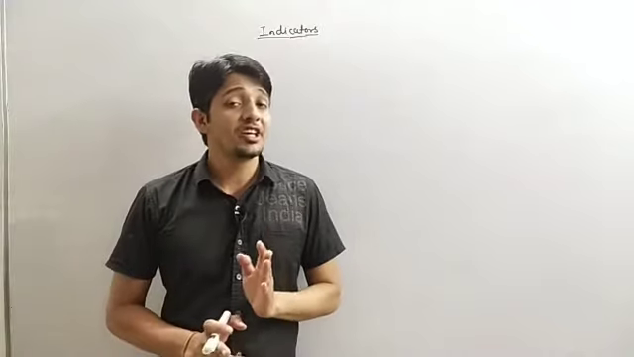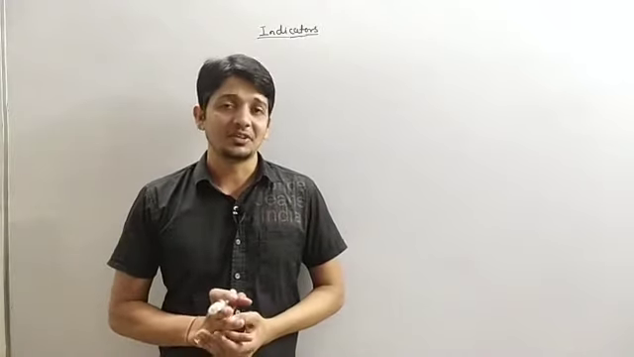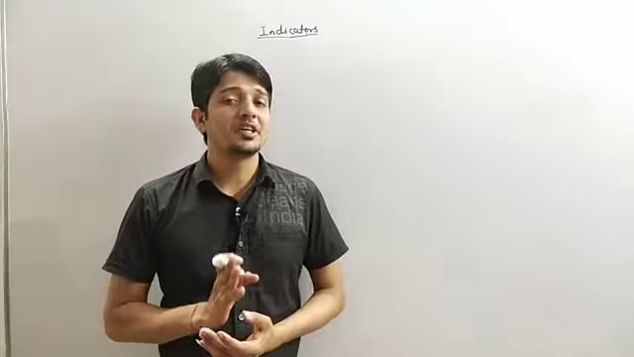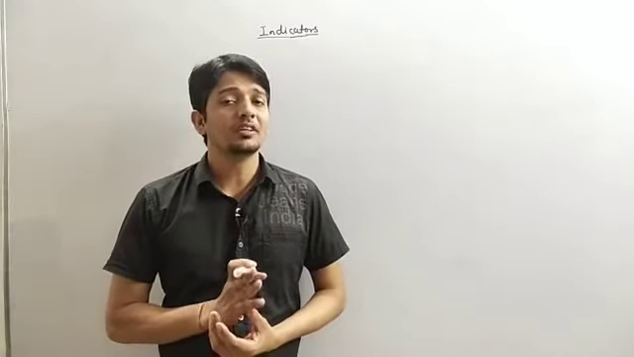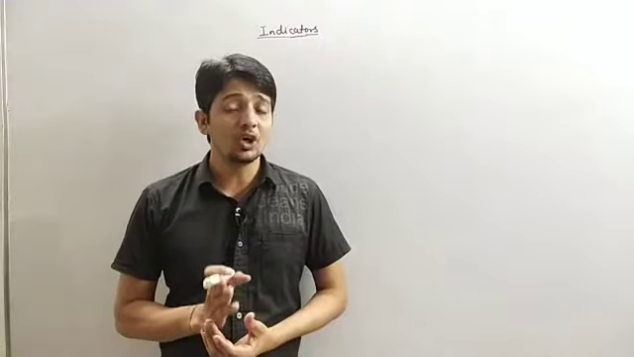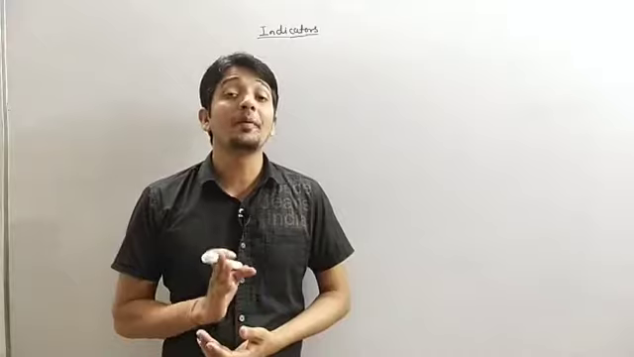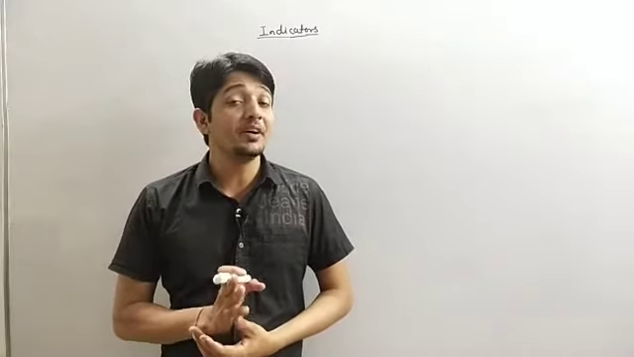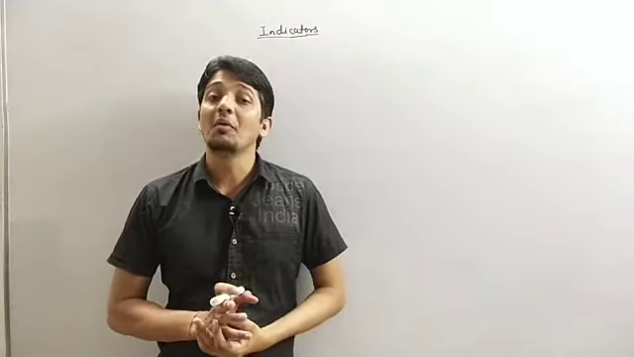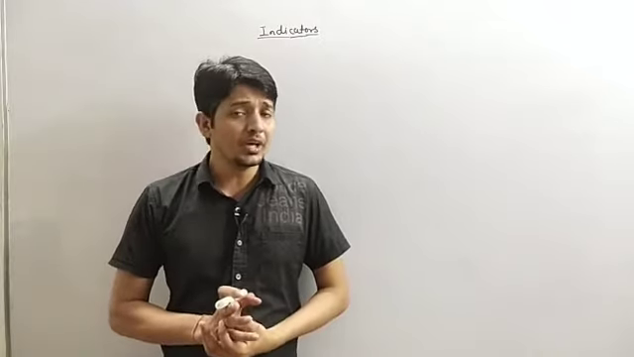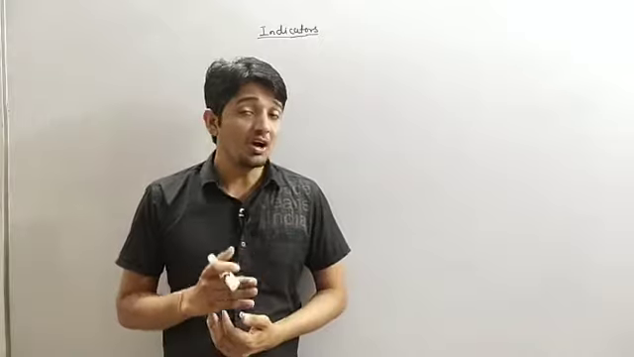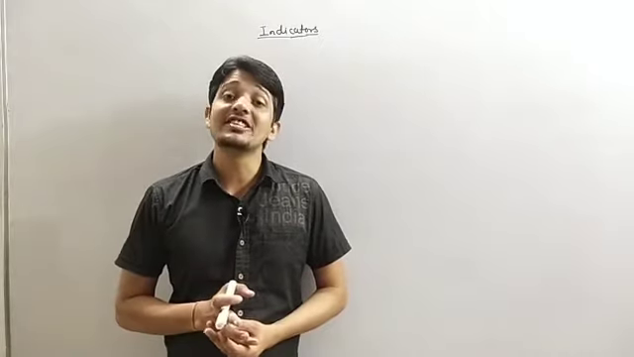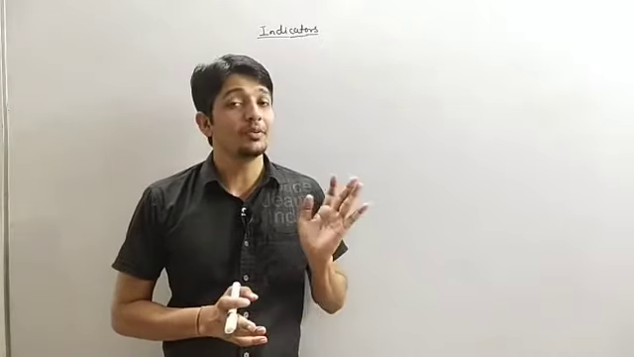Today we will understand about the indicators. This is the part of our chapter called acid, base and salt. Yesterday we learned what acid, base and salt are and their identification on the basis of pH values. That means in our previous video we understood the pH scale. So today we will understand how we are going to identify the nature of a substance on the basis of indicators.